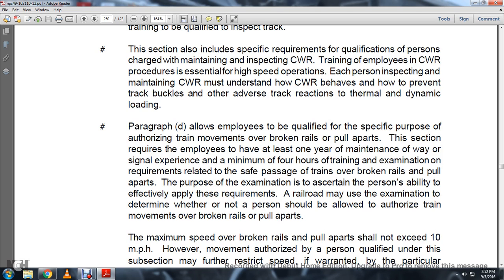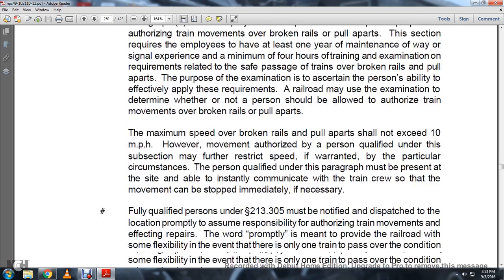This part of the section requires employees to have at least one year of maintenance-of-way and signal experience, and a minimum of four hours of training and examination on the requirements related to the safe passage of trains over broken rail and pull-aparts. The examination assesses the person's ability to effectively apply the requirements. The railroad may use the examination to determine whether or not the person shall be allowed to authorize train movements over broken rails as part of pull-aparts.